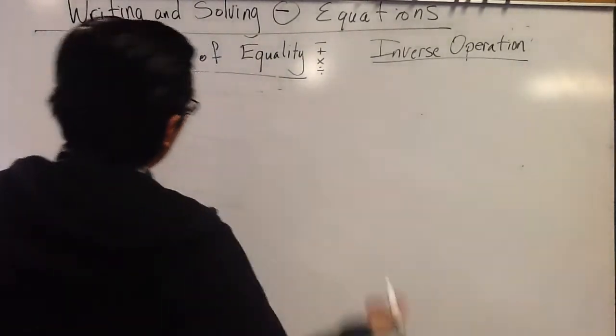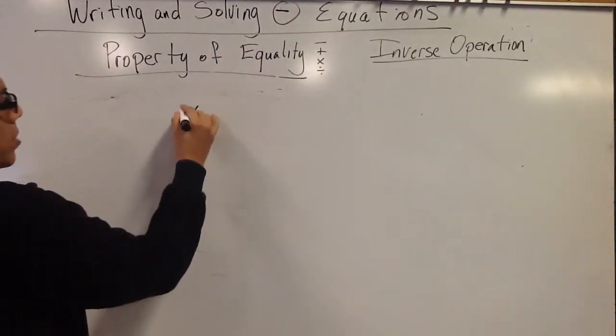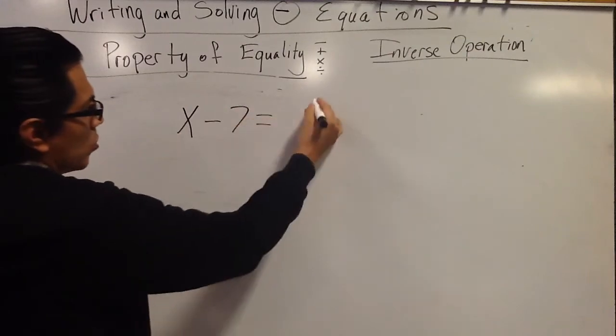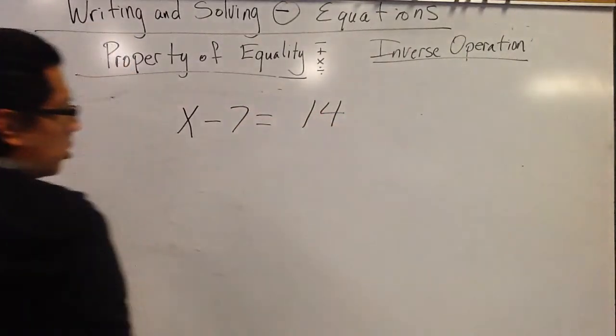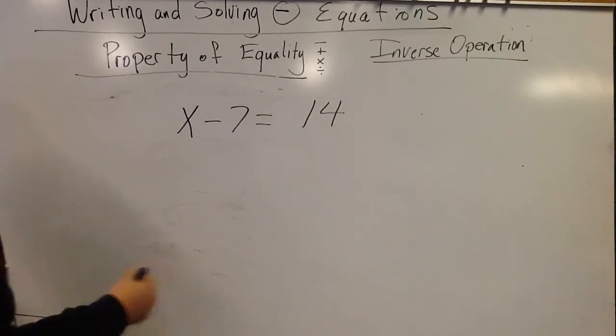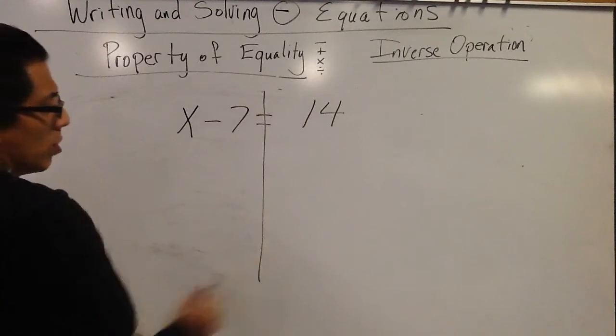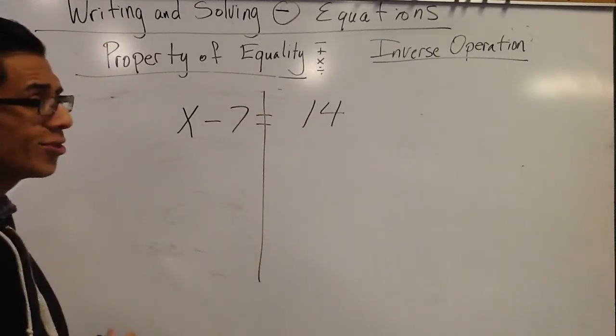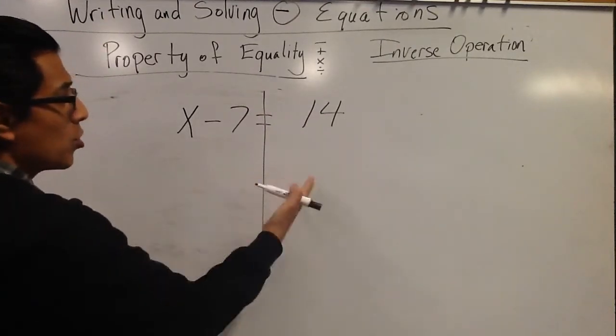So let's take a look at the problem. Here we have x minus 7 equals 14. Now you might be thinking, duh, that's 21, but nope, we want to follow the steps I've laid out. And your future teachers will ask. So I'm going to draw a line here. Not all teachers do that, but I think it helps when you're starting.